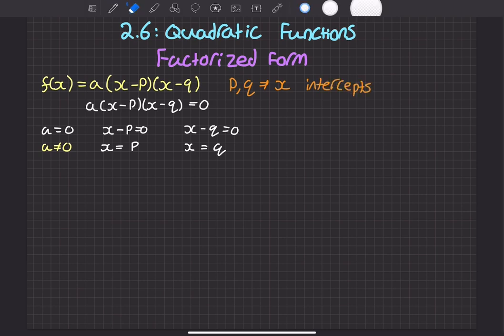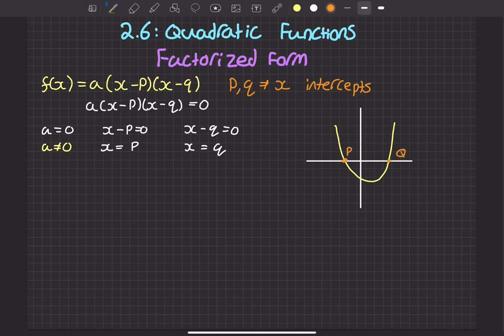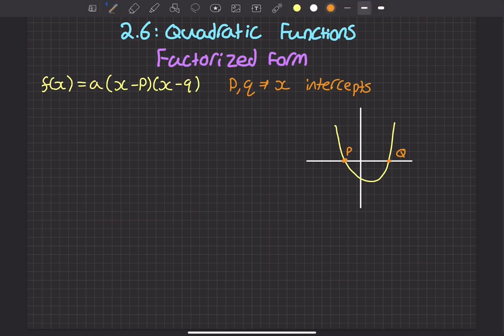Okay, so let's express this in a graph. If we draw this graph of f of x here, this point here would be p, and this here would be q. And now let's find the values of p and q. To do this, let's first give ourselves a practice quadratic question.